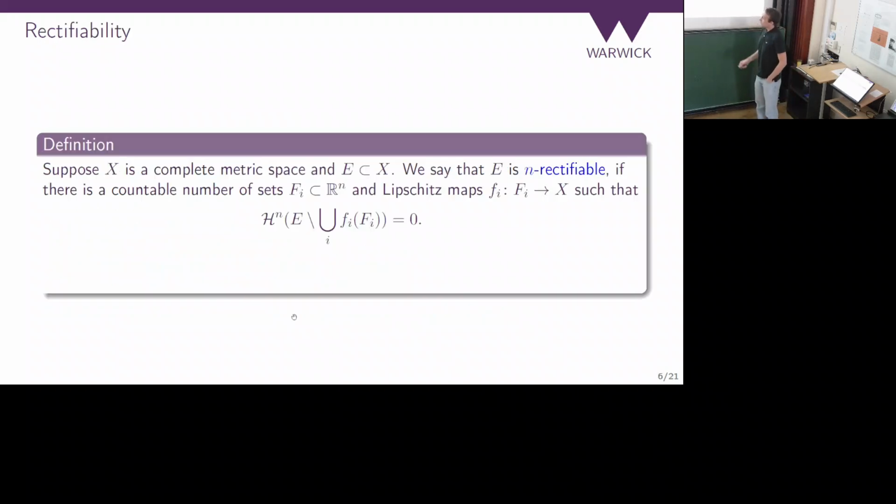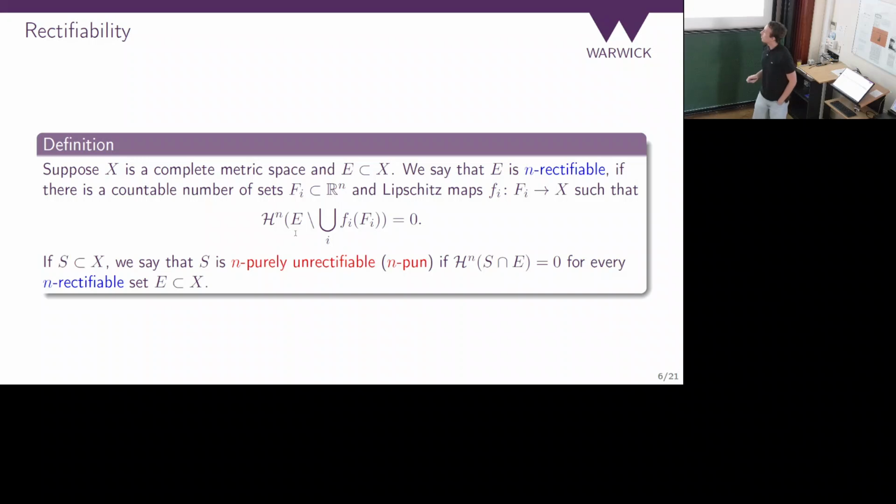So before I define these types of tangents, I'm going to define what rectifiable means, which everyone who has attended the winter school at the beginning should know. So take a complete metric space X, assume that the ambient metric space is complete, as I said before. We have a subset E, we say that the subset is rectifiable if you find countably many subsets of R^n and Lipschitz maps from these subsets into X such that the images cover almost all of E.